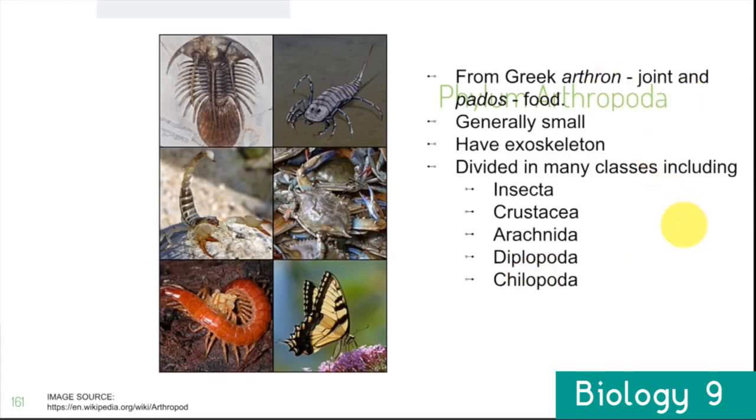Next phylum we're going to look at is Arthropoda. This comes from the Greek arthron, joint, and pados, foot. So these have got jointed feet. They're generally pretty small. They've got an exoskeleton, a hard shell around the outside. And these arthropods are actually divided into a number of classes, including all of these. And insects, they live almost everywhere, although most are land-based. The crustaceans are mainly aquatic.